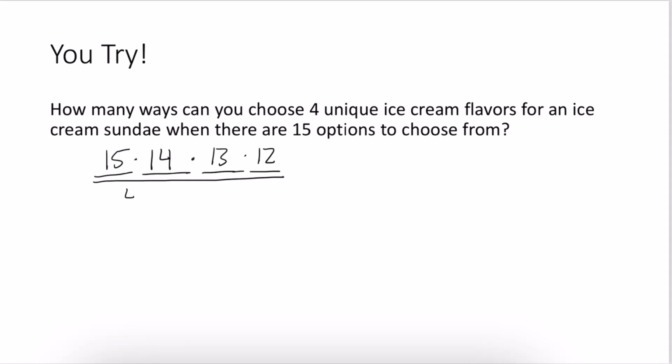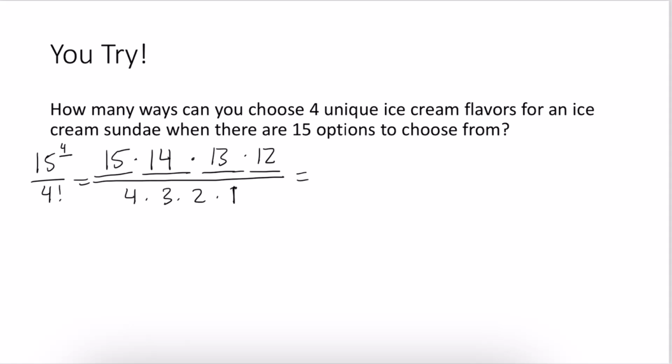So I'm going to divide by 4 times 3 times 2 times 1. And formula-wise, what this would look like is 15 to the 4 falling, and then that's divided by 4 factorial. And you can either type in those 2 numbers or those 2 calculations, so figure out what 15 times 14 times 13 times 12 is, and then divide by whatever 4 times 3 times 2 times 1 is.